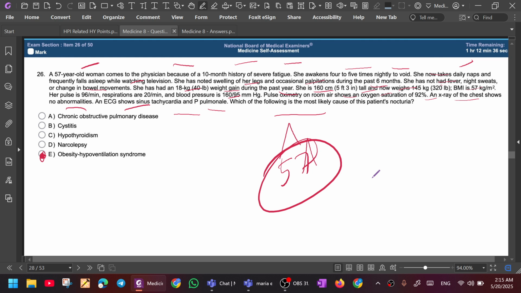And it's not COPD. COPD often presents with exertional dyspnea, cough, and wheezing, sometimes with resting hypoxemia. It is more common in patients who smoke cigarettes. It is not likely to present with daytime somnolence, nocturia, and daytime fatigue. COPD can be diagnosed using spirometry.